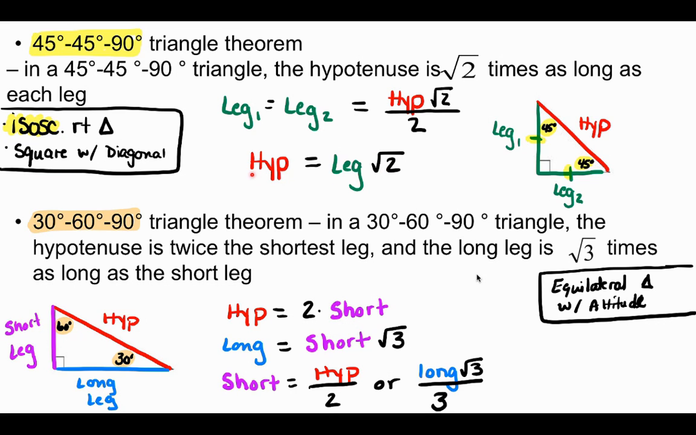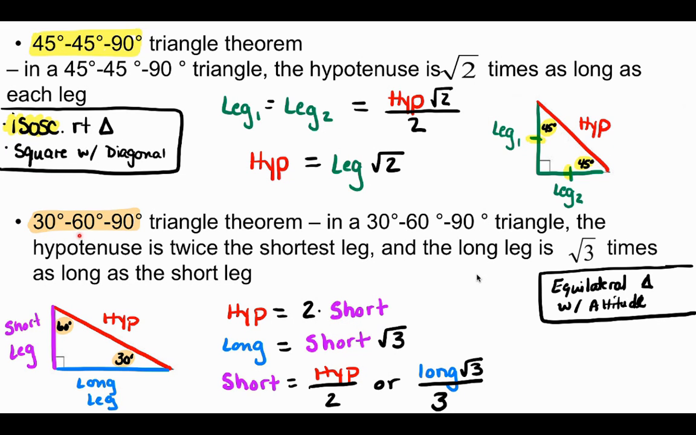You can also work backwards from this. If you divide by the square root of 2 and rationalize the denominator, you find that each leg is half of the hypotenuse times the square root of 2. So each leg is half of the hypotenuse times the square root of 2, and the hypotenuse is the length of a leg times the square root of 2. You get a 45, 45, 90 every time you draw a square with a diagonal. So the diagonal of the square separates it into two isosceles right triangles.